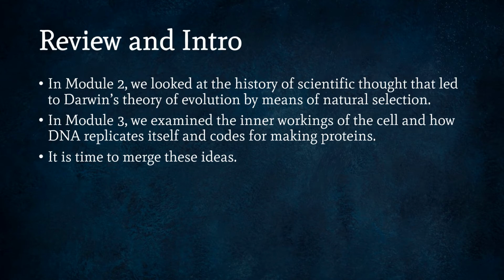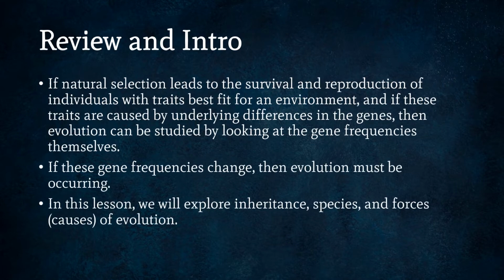So in Module 2, we looked at the history of scientific thought that led to Darwin's theory of evolution by natural selection. In Module 3, we examined the inner workings of the cell and how DNA replicates itself and codes for making proteins. It's time to merge these ideas. If natural selection leads to the survival and reproduction of individuals with traits best fit for an environment, and if these traits are caused by underlying differences in the genes, then evolution can be studied by looking at the gene frequencies themselves. If these gene frequencies change, then evolution must be occurring. In this lesson, we will explore inheritance, species, and forces or causes of evolution.